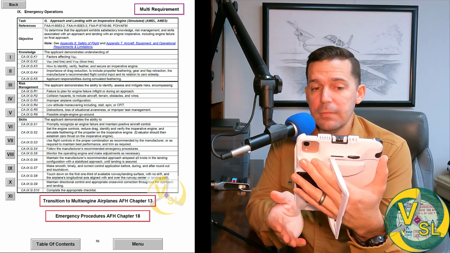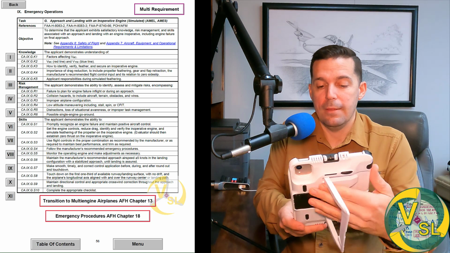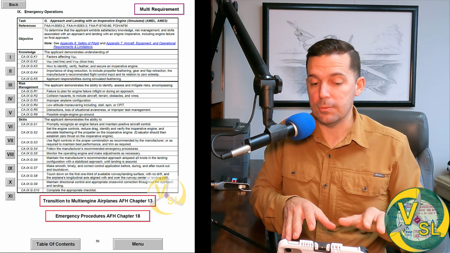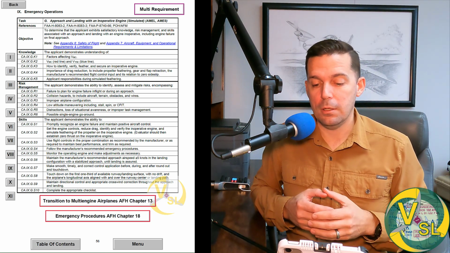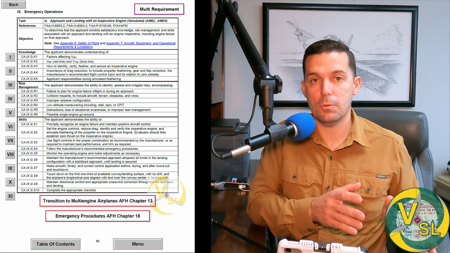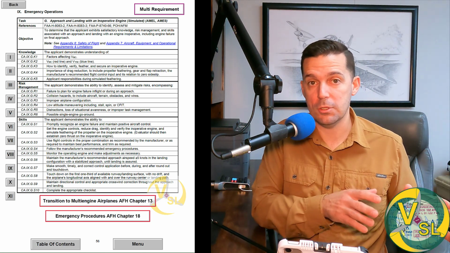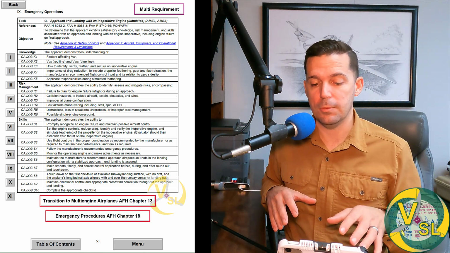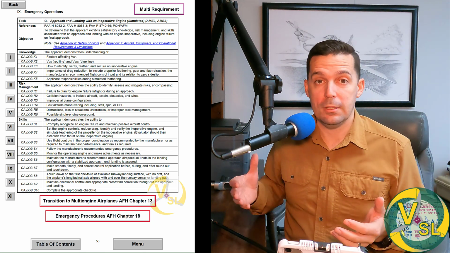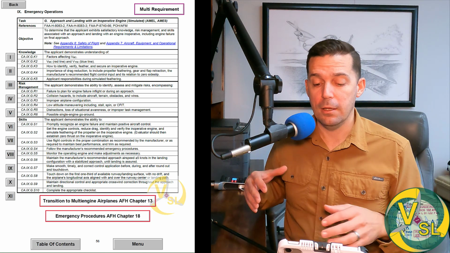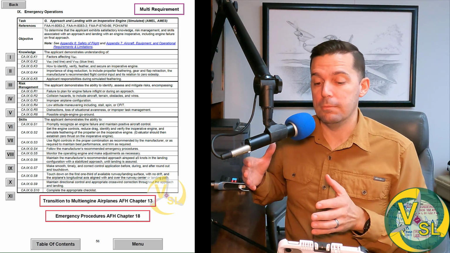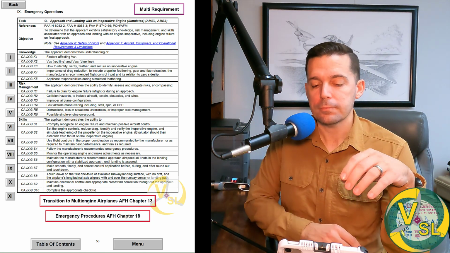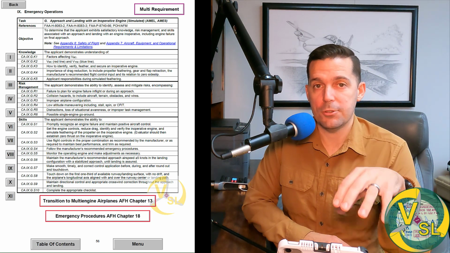All right, so this is our approach and landing with an inoperative engine. This is normally an instrument approach. It's not necessarily an instrument approach, because we could do this with, let's say, a basic commercial pilot that doesn't have an instrument rating, so he's got a restricted commercial, and they're adding a multi-engine rating onto that, so they're not doing the instrument approach. This could be done with just an approach to landing, like some sort of visual approach or pattern. This could apply to that, but 99% of the time, this is going to be an instrument approach.